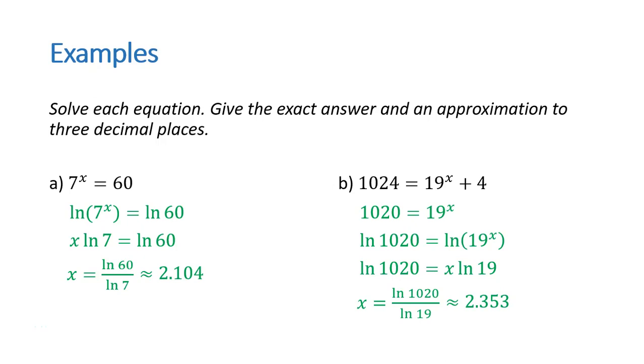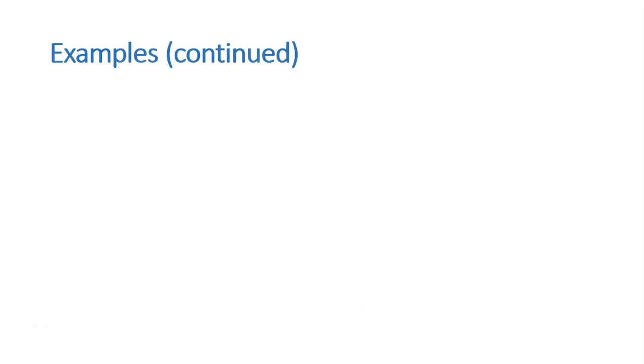Now let's try another example like this. So notice that in both of these examples, we only had one exponential, which meant we only had one variable. Well, what happens if we have more than one exponential, which means we have more than one exponent that has a variable? How's that going to change the problem? Well, let's see.